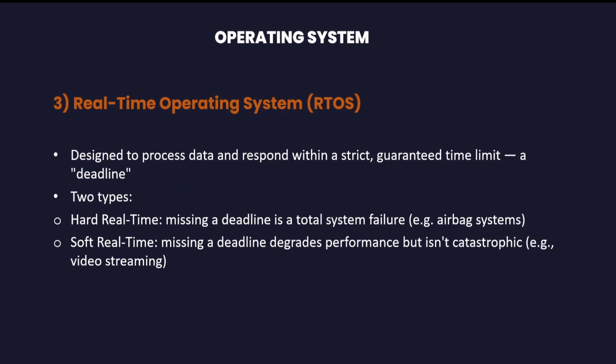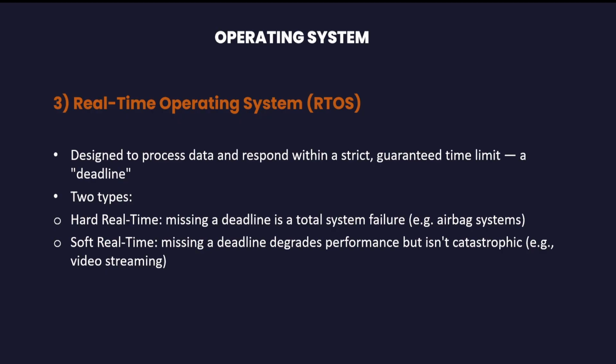Third is real time operating system, an operating system where processing must happen within strict guaranteed time limits, also called deadlines. Failing to process on time results in failure. There are two types. First is hard real time. Missing a deadline is a total system failure. There is zero margin for delay. Example, airbag systems. If somebody's car gets into an accident and the airbag does not open on time, it might cost somebody's life. So that is why it is an example of hard real time operating system.